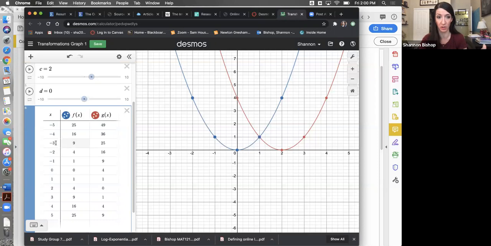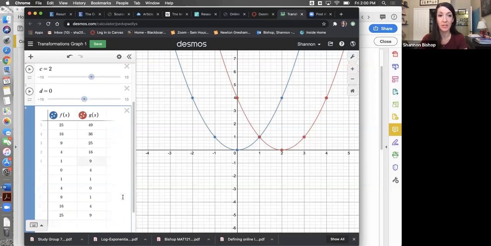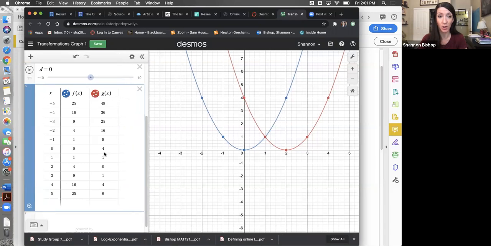Makes sense, parent function. But if you look at the g of x function, that same 9 does not occur at -3 anymore. No, it does not. That 9 now occurs at -1. So normally you square -3, you get 9, but in the transformed function, you're plugging in a -1 to make the 9.